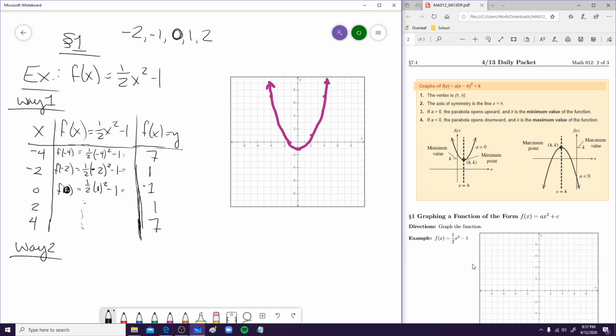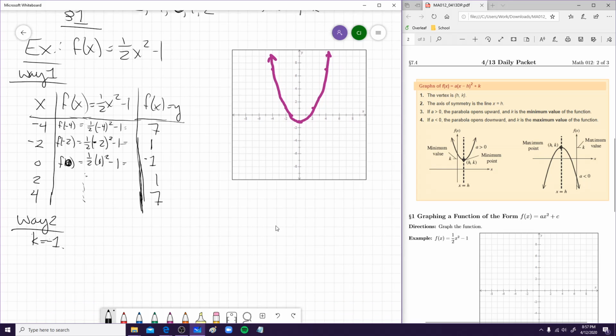couple of points. So for this one, if we recall, we have f of x is equal to a times x minus h quantity squared plus k. So what do I know? I know k is equal to -1. So what does that mean?